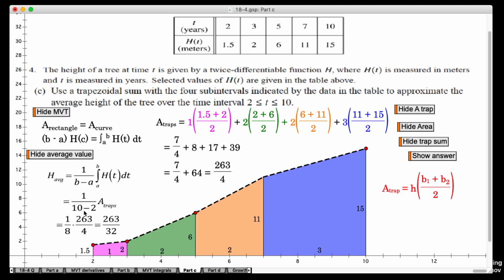Okay? And so you'd know that was absolutely wrong. Now, what I did here is, here's our answer. So the average height of the tree over the time, you always put the time interval over this time from 2 to 10 is, just leave it as 263 over 32.